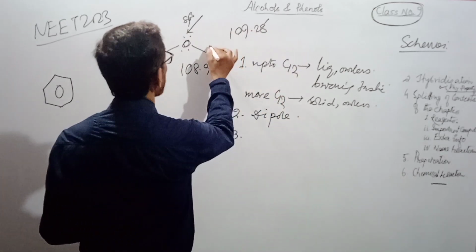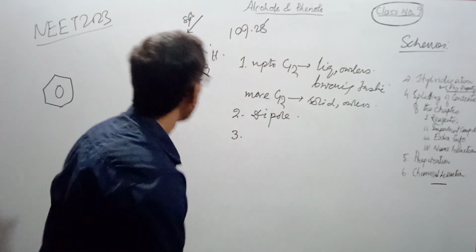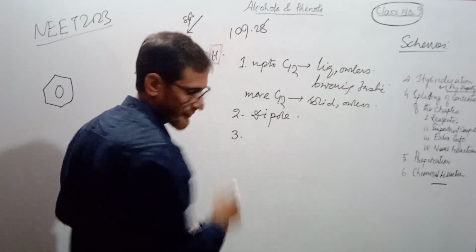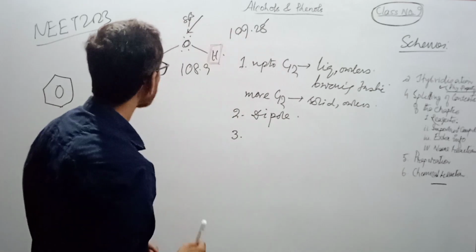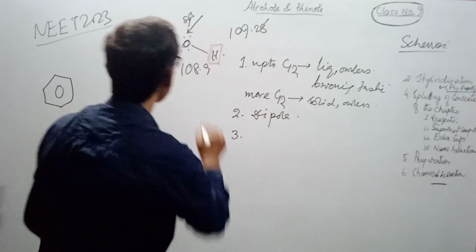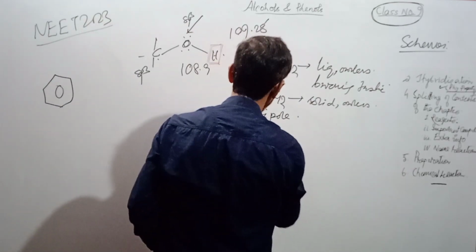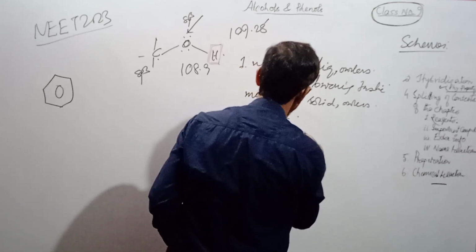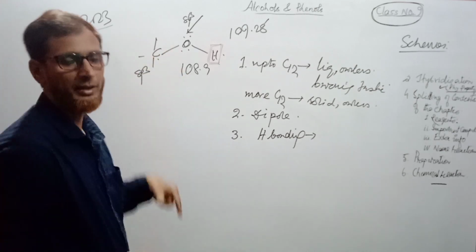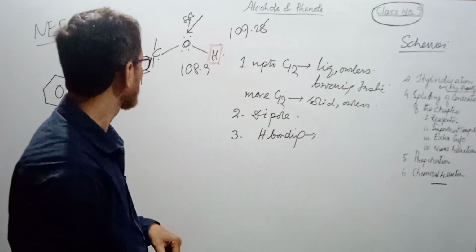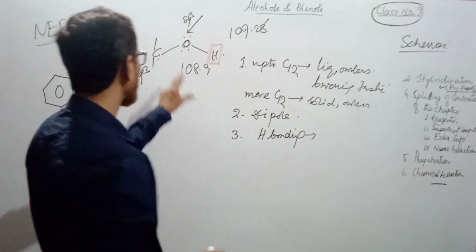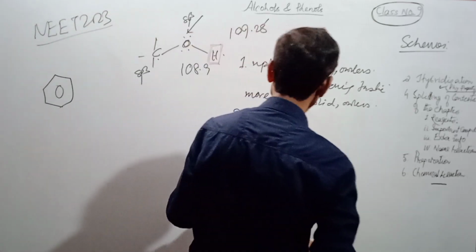Number 3, due to the presence of this hydrogen, we see it has got hydrogen bonding. Alcohol can make hydrogen bonding with water, and alcohol itself can make hydrogen bonding with the same things. There is intermolecular hydrogen bonding, a semblance of association. That's why the boiling point of alcohol is a bit more than others.